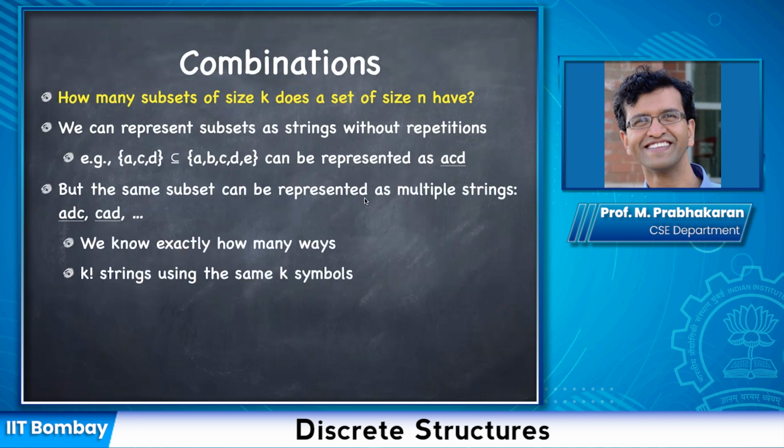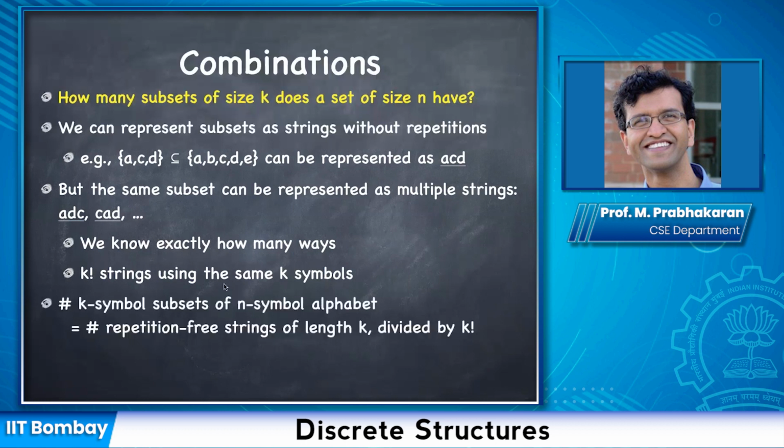More generally, a subset of size k, which we represent as a length k string, is not just one length k string. There will be k factorial permutations of that string which all correspond to the same subset. So there are k factorial strings without repetitions that all use the same subset of size k as the characters they contain, and there are k factorial of them.